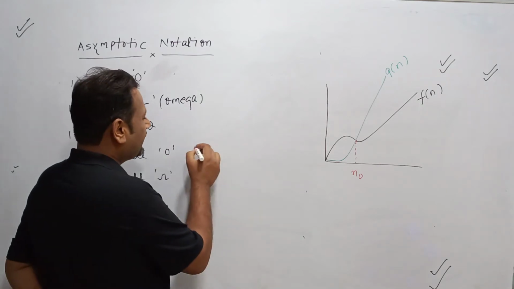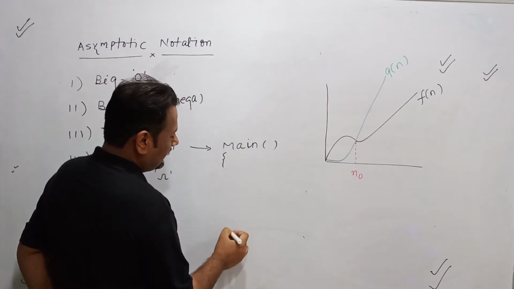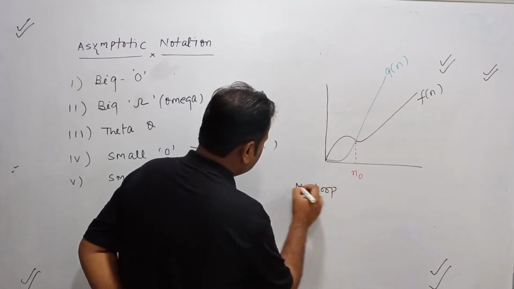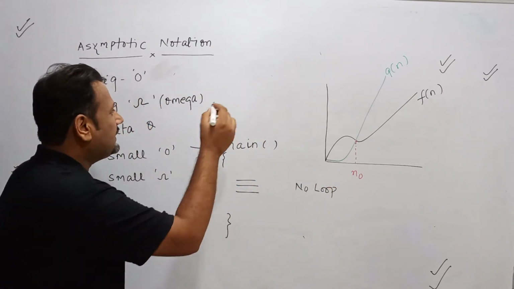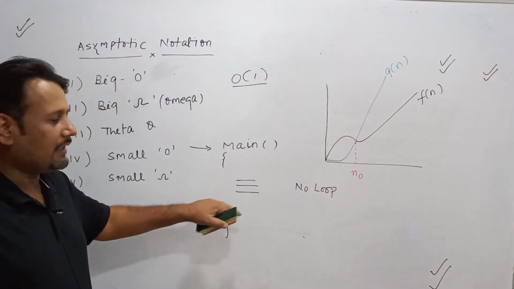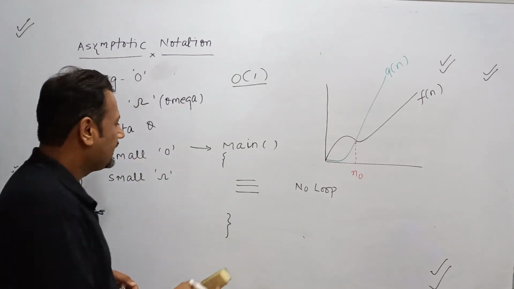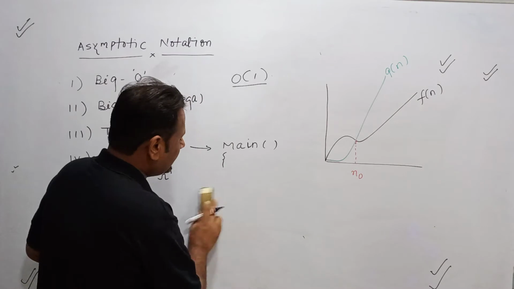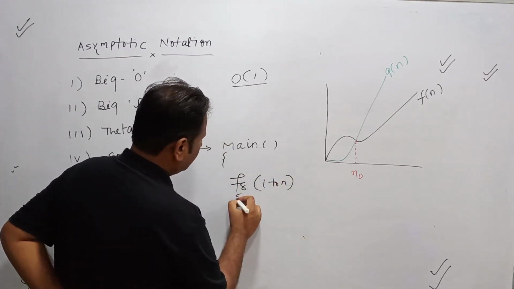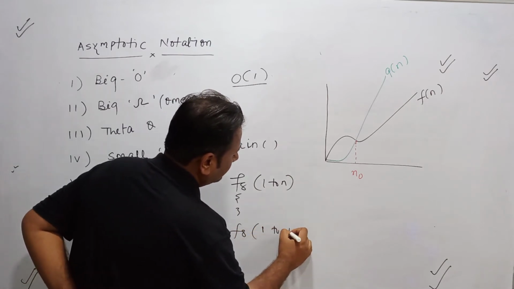One thing is, if I have a program, let's say main, and no loop is involved, it doesn't matter how many lines are there, the complexity we are always going to write is order of 1. I don't mind how many lines are there in this program, complexity is always going to be order of 1. Second, in this program, if I have one for loop that is going to run 1 to n, I have another for loop that is going to run, let's say, 1 to m.